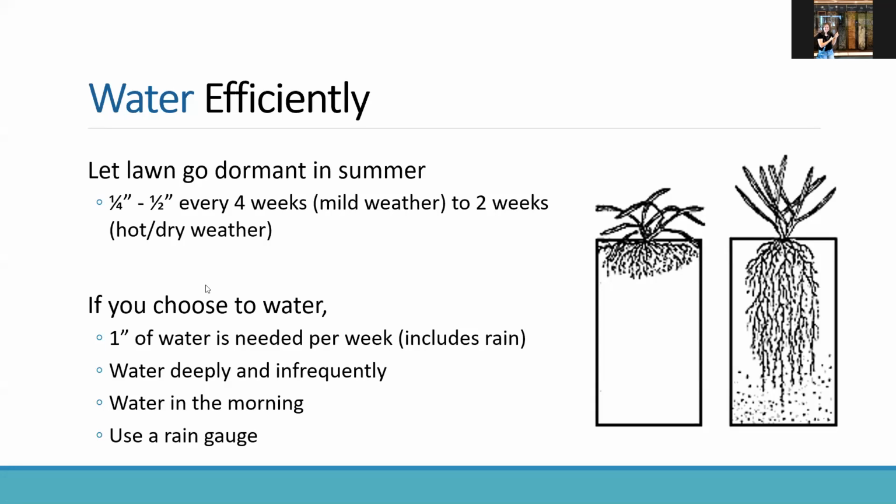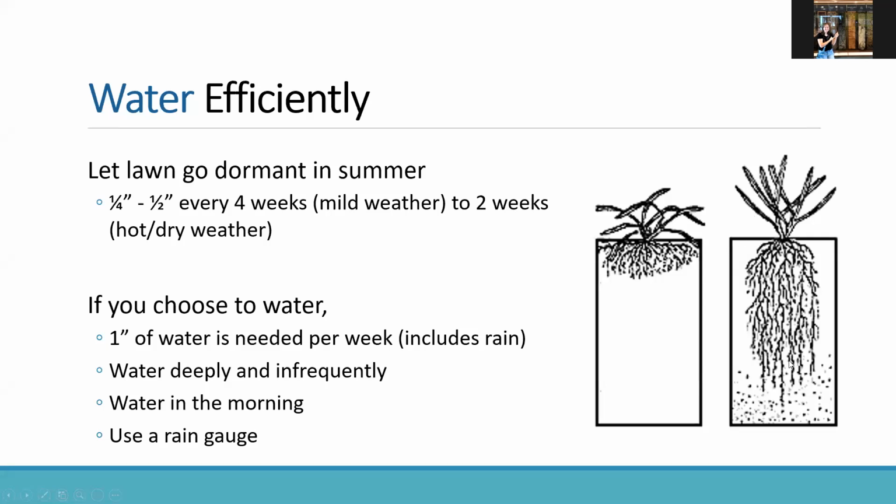Now, if you do choose to water, you'll want to water about 1 inch of water per week, but this includes rain. And you'll want to water really deeply. And that's really well demonstrated in this image here on the right. This grass right here was watered very shallowly in a short period of time and just given short bursts of water. And you'll notice the roots are really shallow. And the image on the right has really deeper roots. And that's because the irrigation was done very infrequently and very deeply.